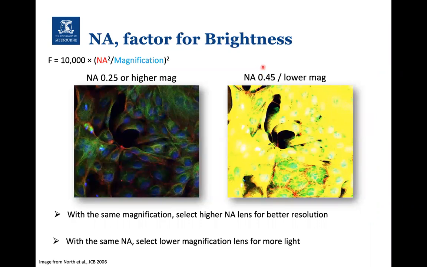Another thing to take into account is the brightness of an objective, so how much light it can capture. And again, there's an equation for that. The two factors that are involved there are the numerical aperture and the magnification. So a couple of rules here. If you have objectives with the same magnification, then use the lens with the higher numerical aperture to get better resolution. If you've got two lenses with the same NA, then you're better off selecting one with a lower magnification to get more light, so a brighter image.